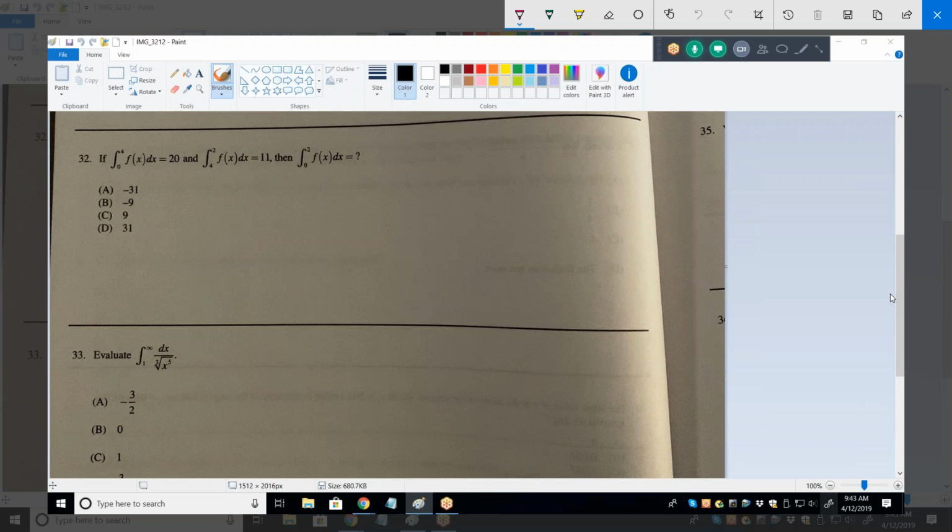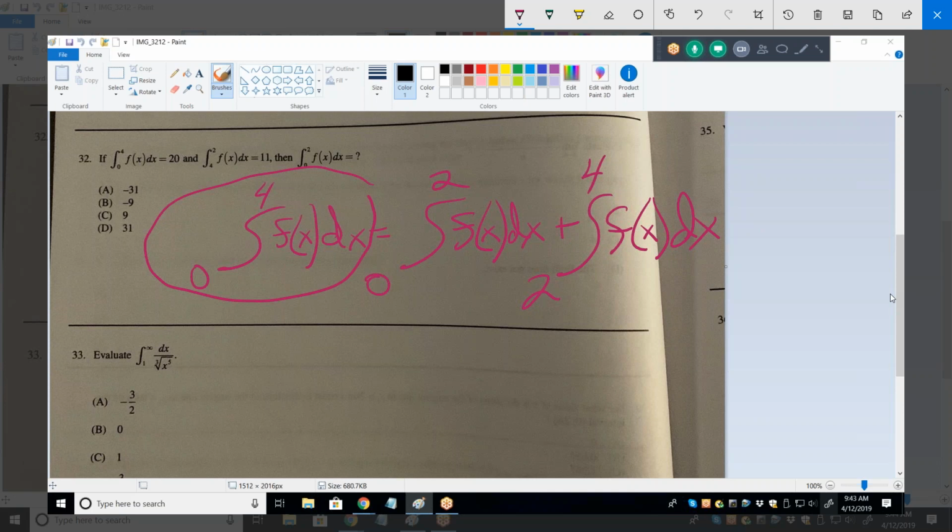All right. How are we going to do this? So if the integral, I don't know. Well, if it equals 20, wouldn't it be 9? Hold on. This is a true statement. Understand? Okay. They have given us this, and they've given us the negative of that.